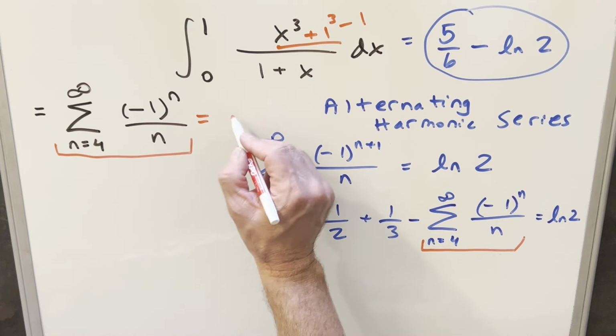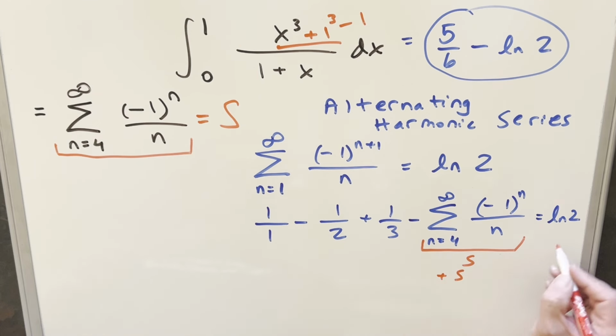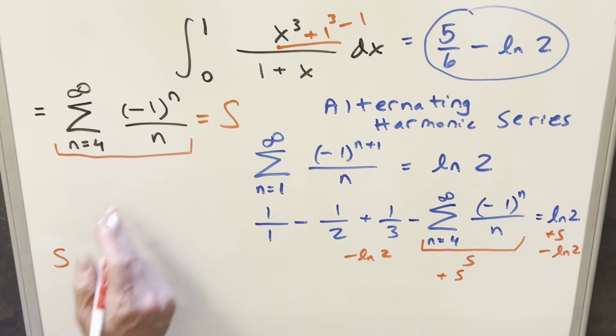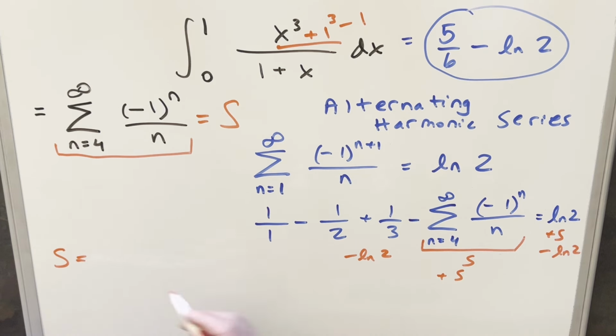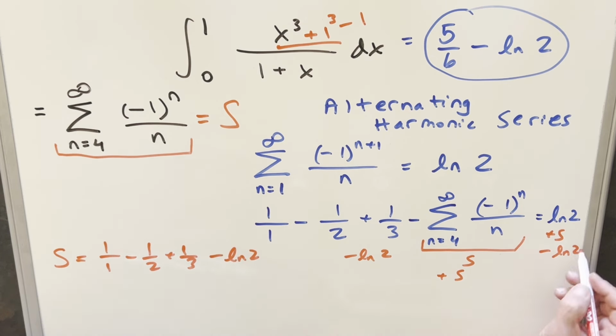Let's kind of put a label. We'll call this here S. So what I can do is let's add an S on both sides, add an S here, but then let's subtract off the ln2, subtract off the ln2. Let me just clean up to show what I'm doing. So for our S, our goal, we end up with all this stuff over here, 1 over 1 minus 1/2 plus a third, and then we have this minus ln2 over here because this canceled on the right side. So we've isolated our S.